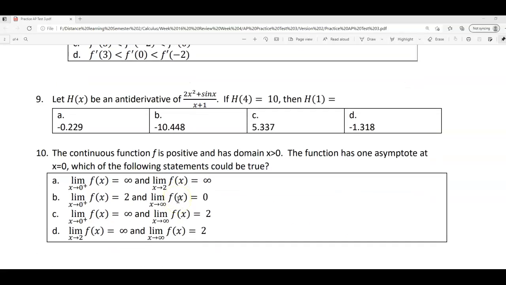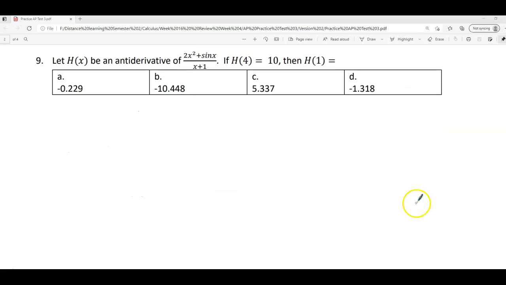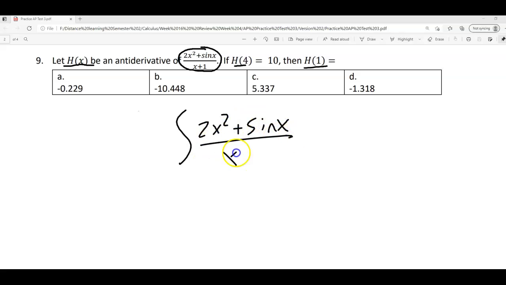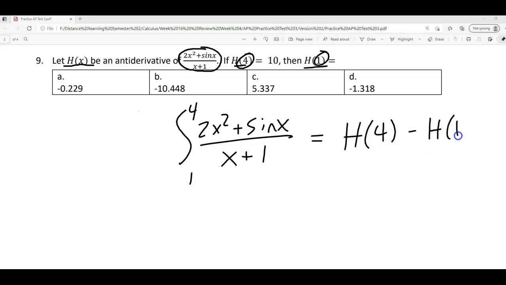Go ahead and take a look at number 9. Anytime they give you an antiderivative and 2 y values, well, I'm sorry, this is actually h that is the antiderivative of this. Basically, the way we're going to set this up is we're going to say the integral of this function here is going to be from 1 to 4. Now, where's that 1 and 4 coming from? That's coming from these x values. That's going to be equal to h of 4 minus h of 1.